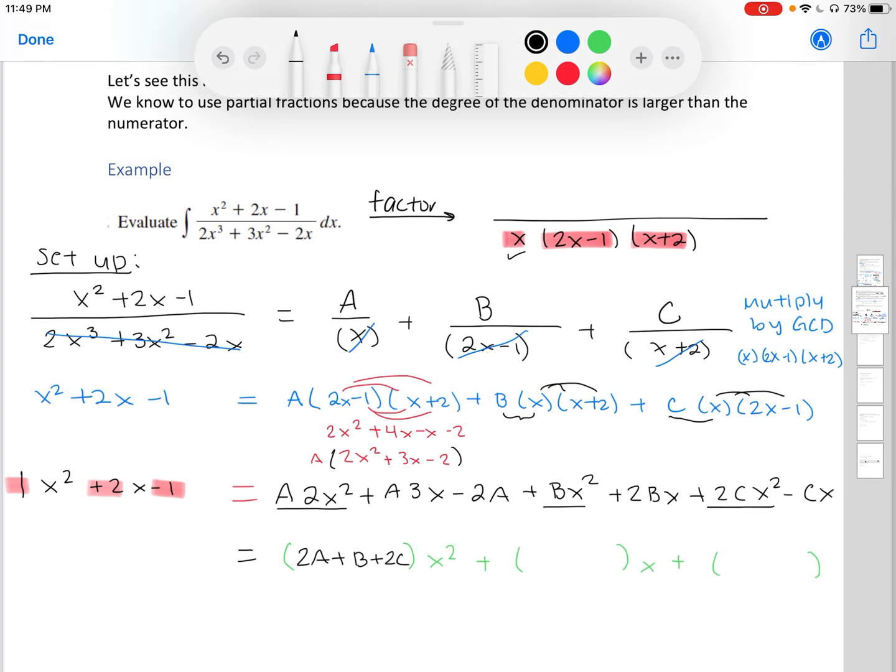Let's take a look at our x's. We have 3A, a positive 3A. We have a positive 2B, and a minus C.